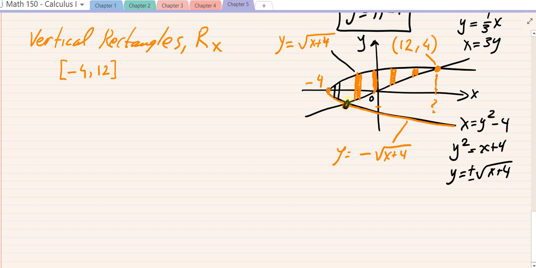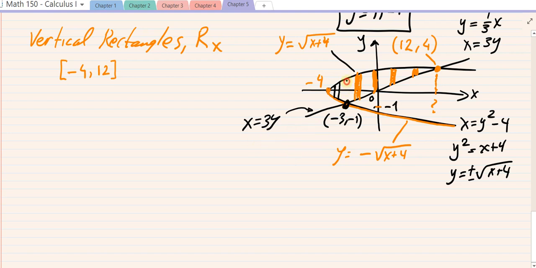Until we get to this transition point, the point of intersection. What is the point of intersection here? Well, this is when y was negative 1. And again, if I look at y equal 1, x equals 3y, that's the line. Well, when y is negative 1, that's going to be negative 3. So the coordinates of this point are negative 3, negative 1.